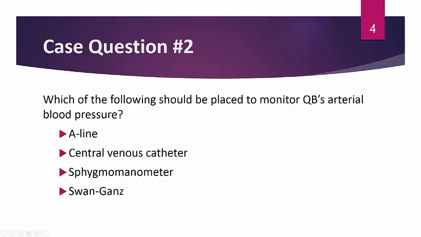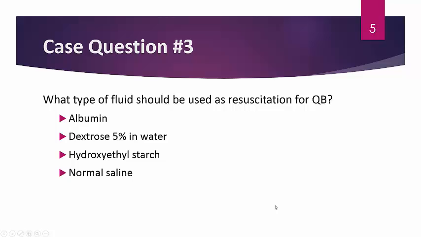The next question relating to QB's case is, which of the following should be placed to monitor QB's arterial blood pressure? An A-line, a central venous catheter, a blood pressure cuff or a sphygmomanometer, or a Swan-Ganz catheter? And the third question, what type of fluid should be used as resuscitation for QB? Should it be albumin, D5W or dextrose 5% water, hydroxyethyl starch, or normal saline? So after today's talk, you should be able to answer each of these questions with confidence.